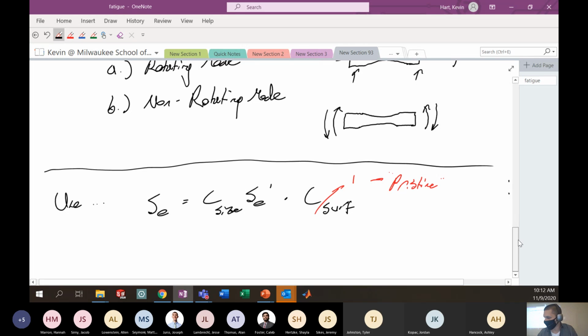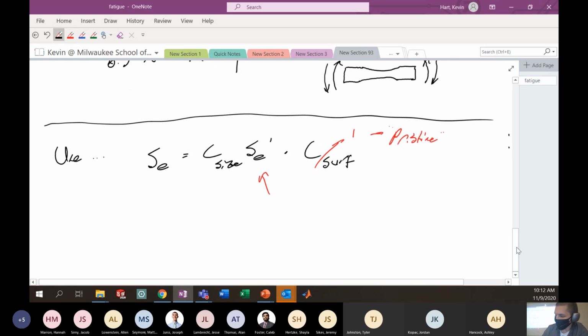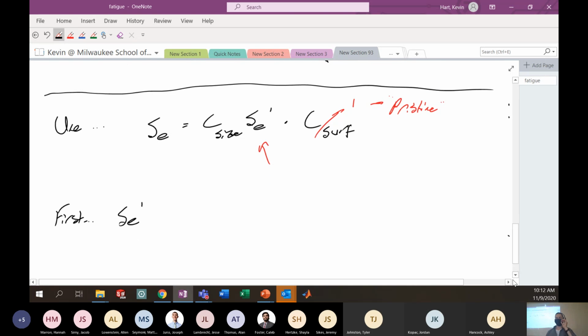Okay. So step number 1 then is determining this pristine endurance limit. Okay. And to do this, I can use the chart that tells me what the pristine endurance limit is given the ultimate tensile strength.